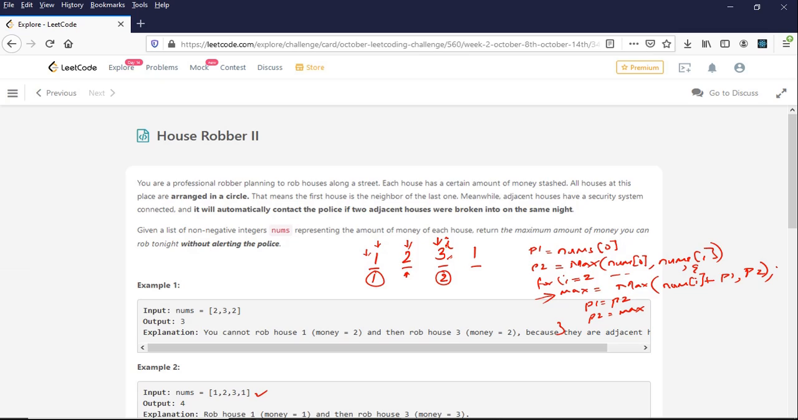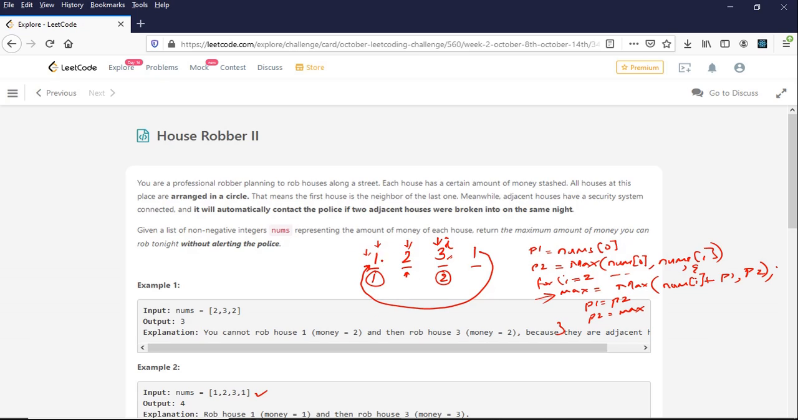This was the earlier solution, so this is a summary of that earlier solution. The difference here is instead of a normal row of houses, here they have said that the last house points to or is a neighbor of the first house. So, it is in a circle, right.